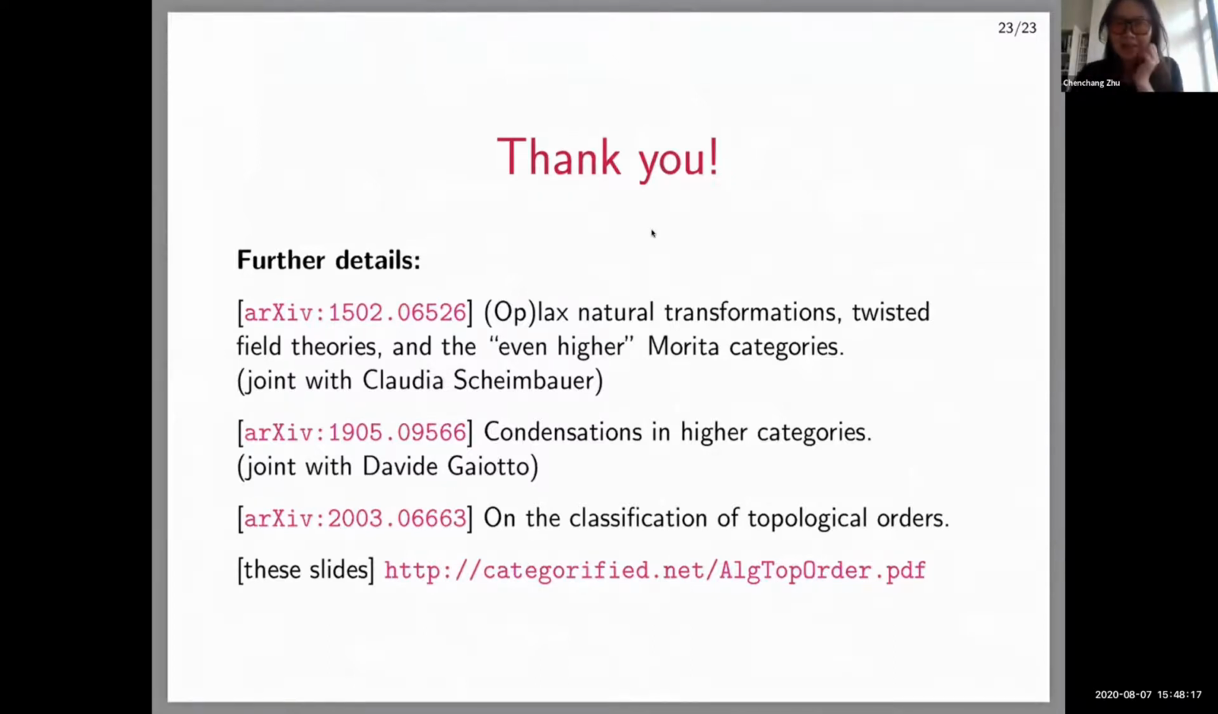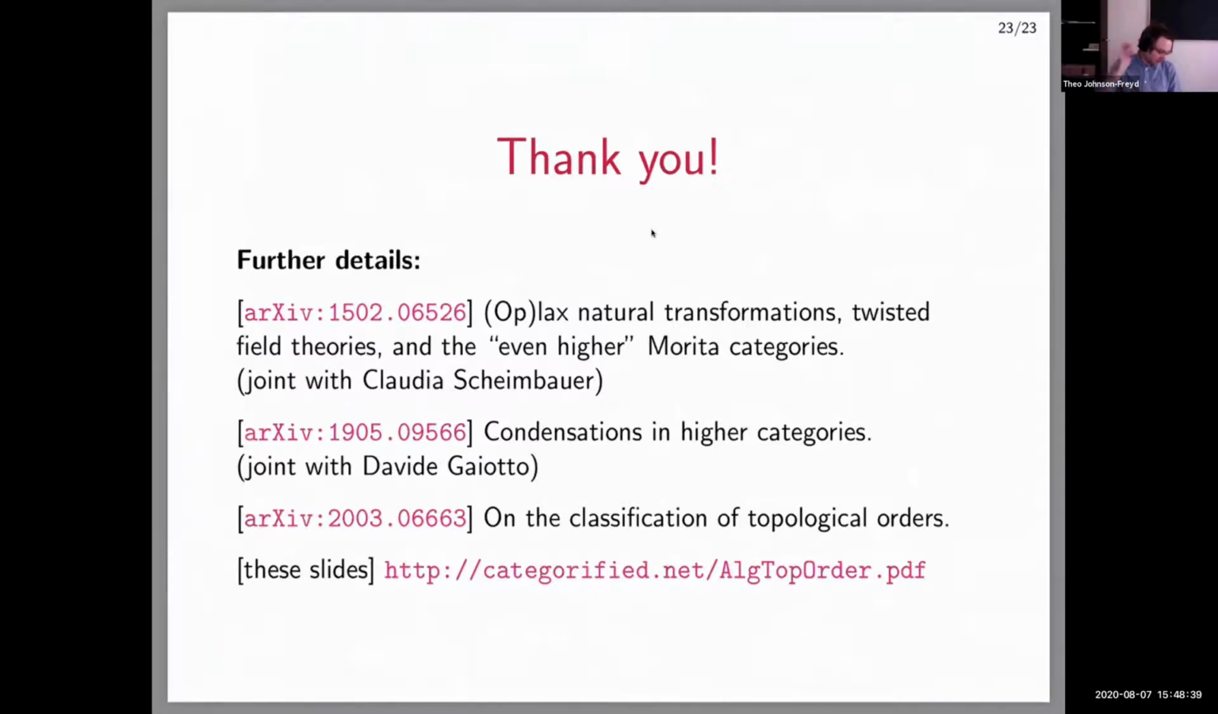Any quick questions? Otherwise, I guess we... I just have a short question. Sure. So in 3+1D, does your classification include this case with fermionic charge, or is it still possible?